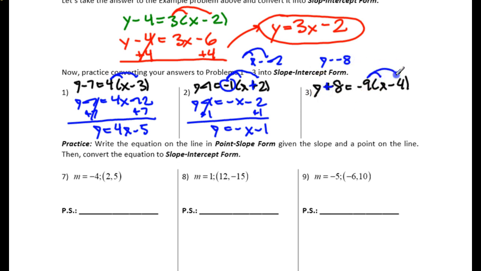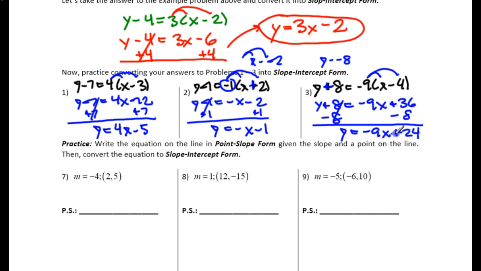So always start with distribution. Left side is simply just y plus 8 equals negative 9 times x is negative 9x. Negative 9 times negative 4 is positive 36. Isolate the y to get rid of plus 8. The opposite is minus 8. So we're left with y equals negative 9x plus 24. Alright, so the slope is still negative 9. But now we know that it'll cross the y-axis at positive 24.